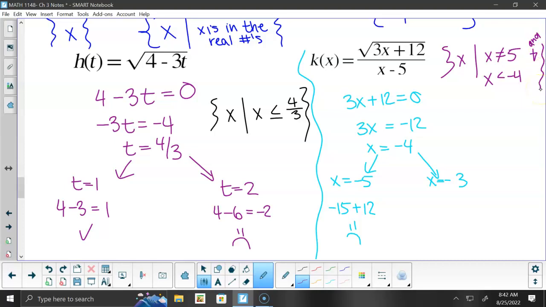Now, should this one be or equal to? Because if I do equal to, is that okay? Can I take the square root of 0? Yeah, square root of 0 is just 0. So I don't need it. Let's get rid of that. We don't need it. It's just everything greater than.